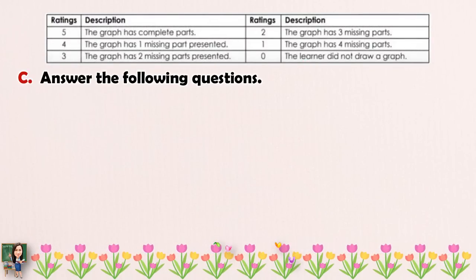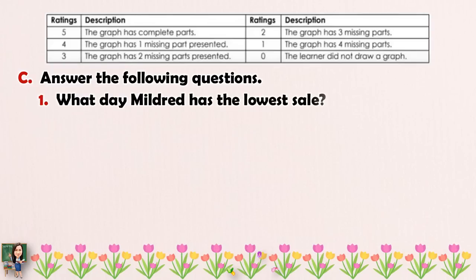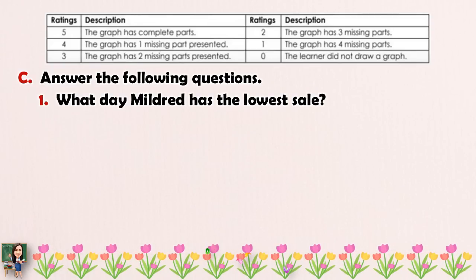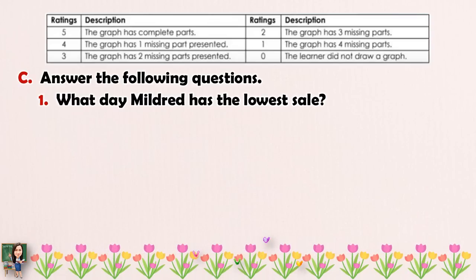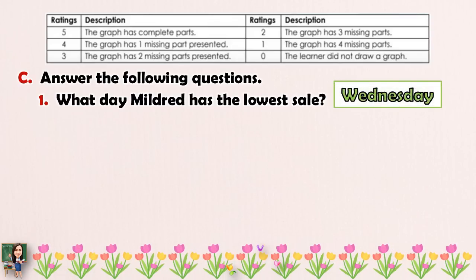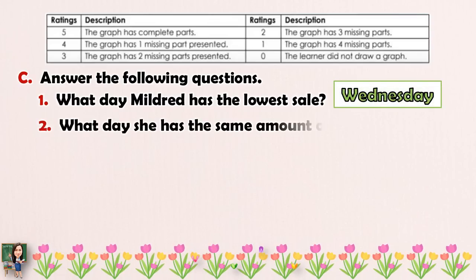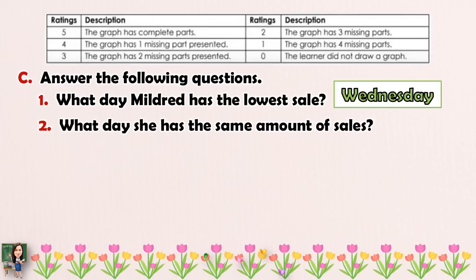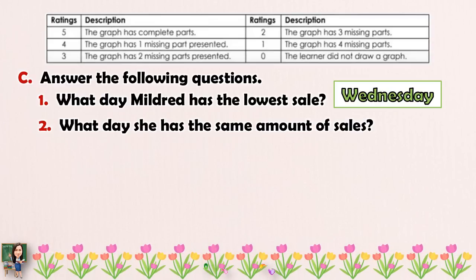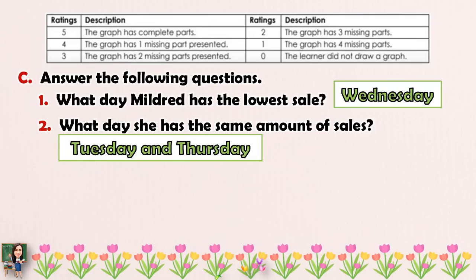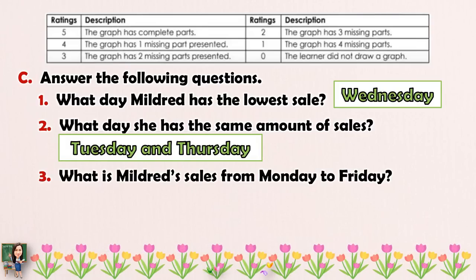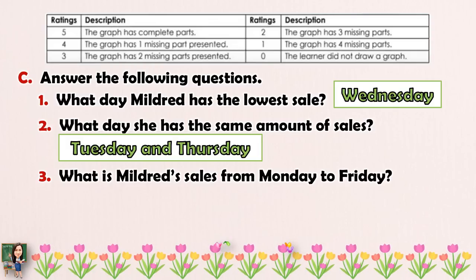For letter C, answer the following questions. Number 1, what day does Mildred have the lowest sale? Correct. Wednesday. Number 2, what day does she have the same amount of sales? Correct. Tuesday and Thursday. Number 3, what is Mildred's sale from Monday to Friday?